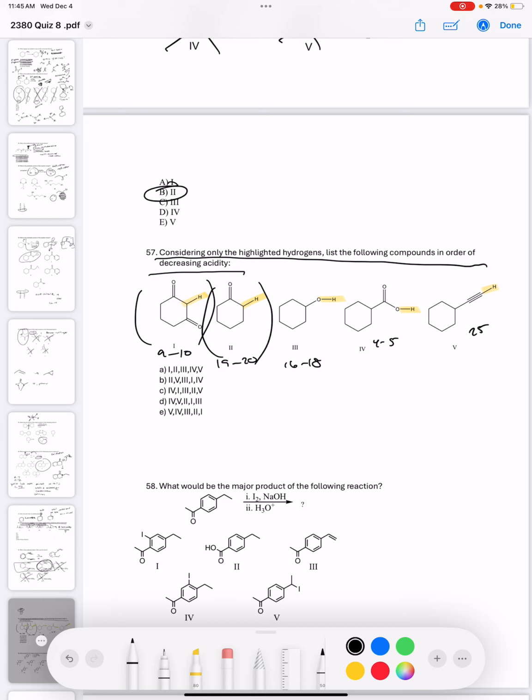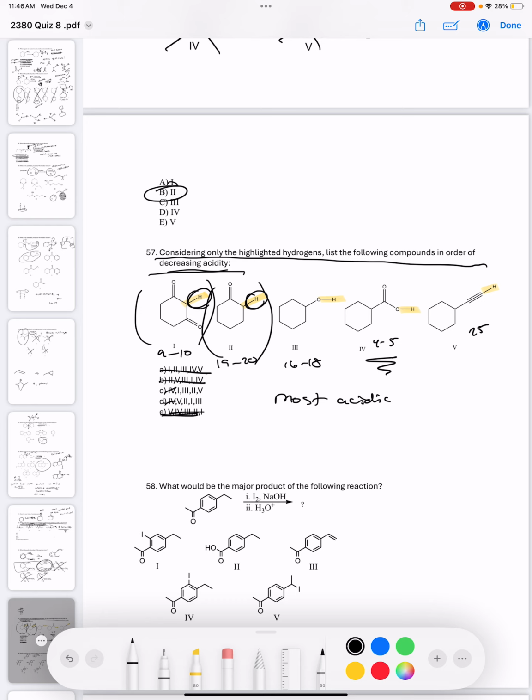And we talked about when we went over the enols and enolates how this is acidic, and if it's between two, it's even more acidic. So based on that ranking, decreasing acidity, the most acidic is going to be the carboxylic acid right here, 4 to 5. So if you know that, you can eliminate anything that doesn't start with 4. So we get it down to either C or D. Both of those start with 4. And then the next thing they have is either 1 or 5.